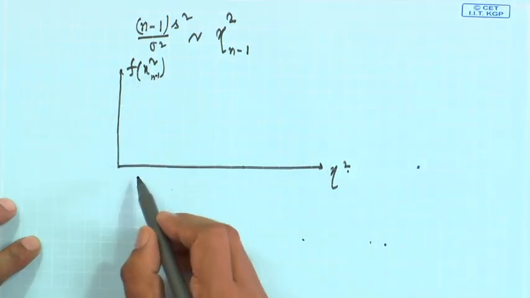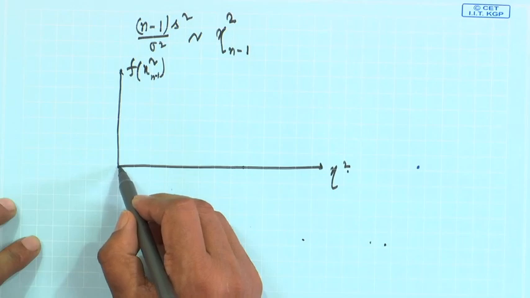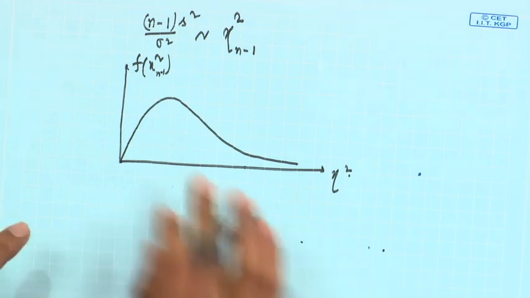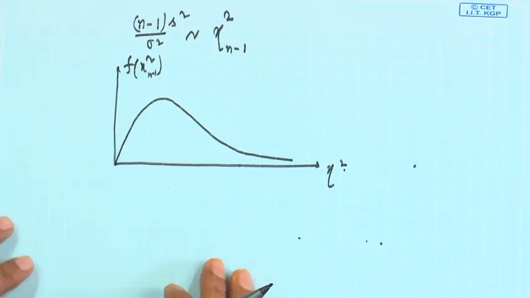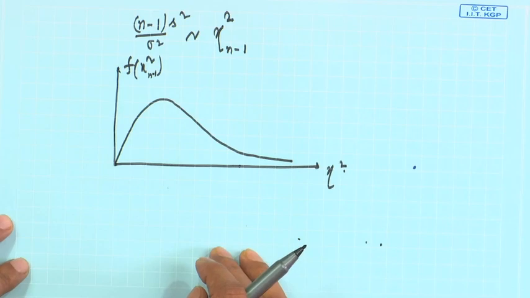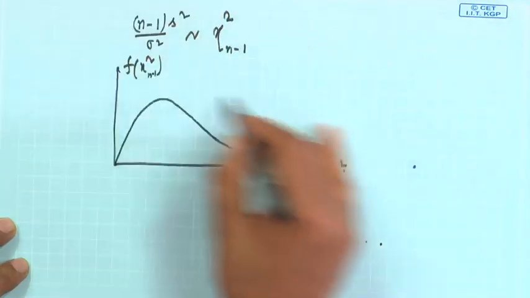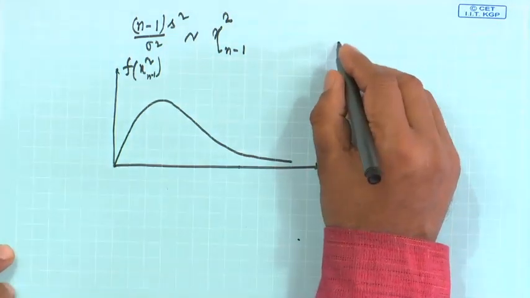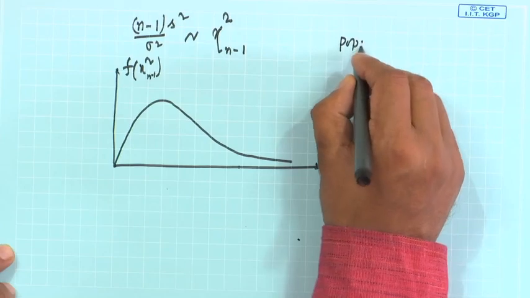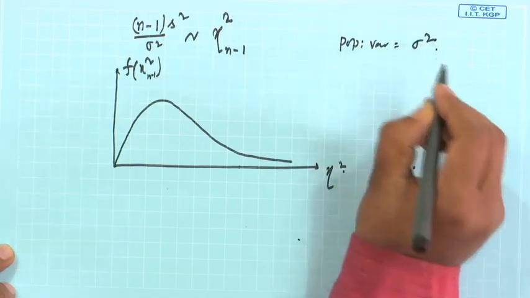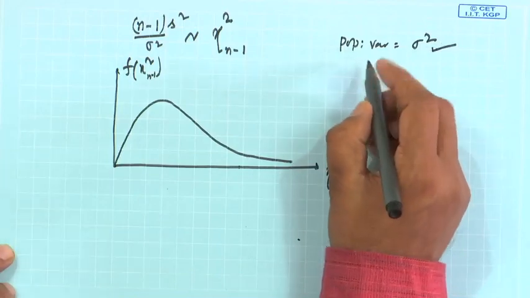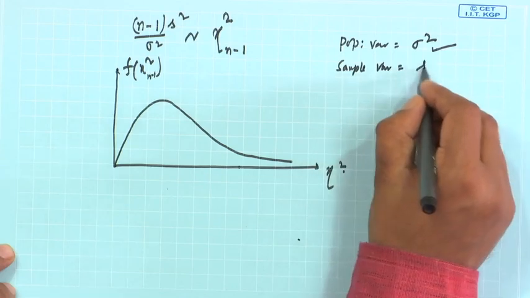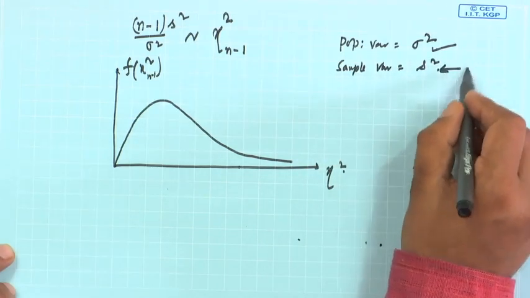Suppose this is the chi-square distribution. I do not know what the exact nature will be, but this is the case. So, I am repeating: your population variance is sigma square, which you do not know. You have collected a sample, and the sample variance is s square. This value is the point estimate.